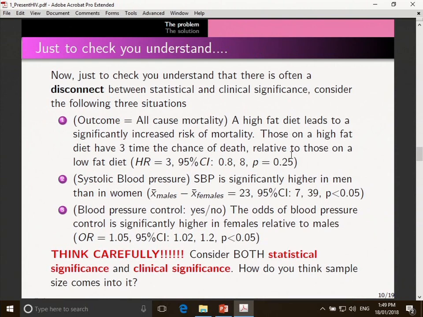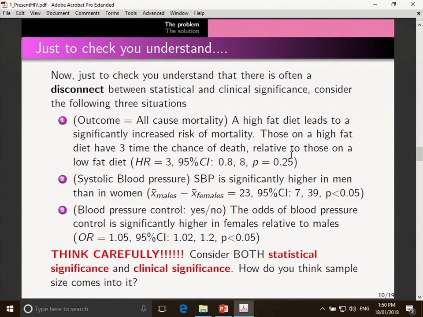Okay, so I just want to check you understand what I'm talking about with statistical significance and clinical importance. I'm going to give you 3 examples. I haven't used HIV because I would have had to make up things. I would have come across as an idiot. I don't know much about HIV, so I've stuck to what I know. In fact, I've been as generic as possible. So let's go through the first situation. I want to talk about this disconnect between statistical significance and clinical importance.